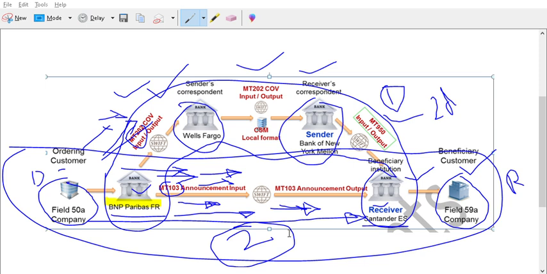It means who is sending the payment and who is receiving it. Just now I told you, this 50A and this 59A, the receiving party, this information is not there in your MT202. Why is it not there? Because the payment is starting from the bank only. Okay. Because the payment is starting from the bank only, this information is not there.